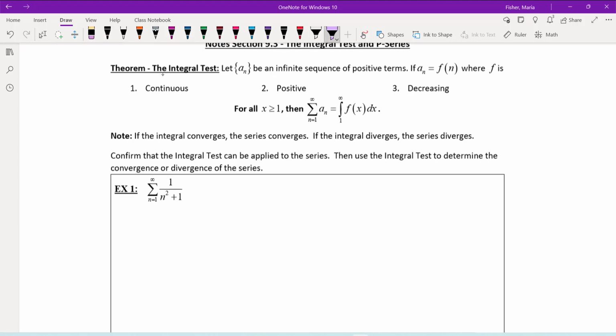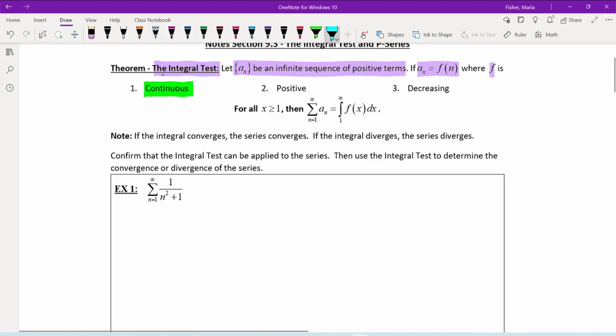Now the integral test says, let a sub n be an infinite sequence of positive terms. If a sub n is equal to a function where that function is continuous, positive, and decreasing for all x greater than or equal to 1, then we can rewrite the infinite series as an improper integral.